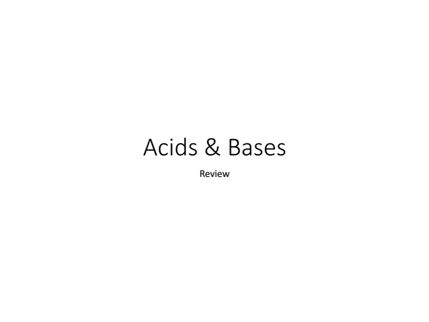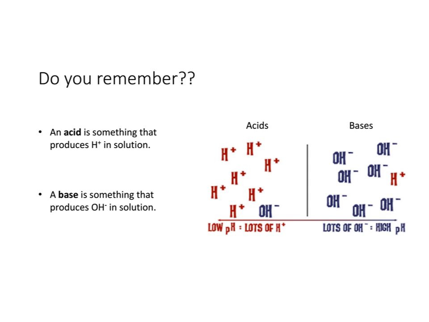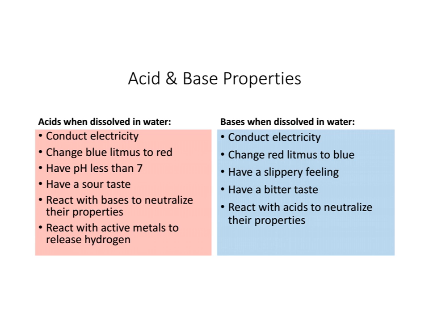Let's review the properties of acids and bases and rules to name acids and bases. One of the simplest definitions of an acid, the Arrhenius definition, is that an acid is anything that produces hydrogen ion, H+, in solution, whereas a base is anything that produces hydroxide, OH- ions in solution. And the properties of acids and bases are covered here.